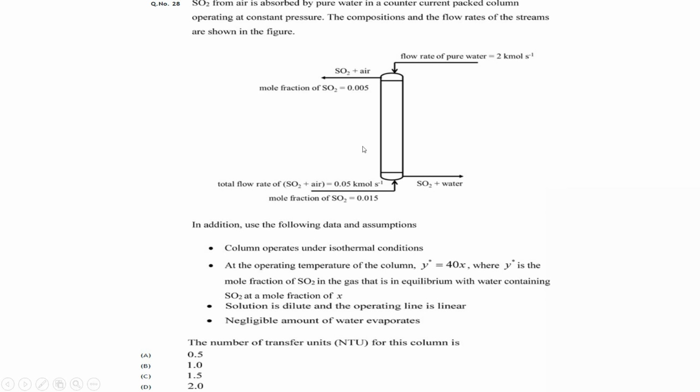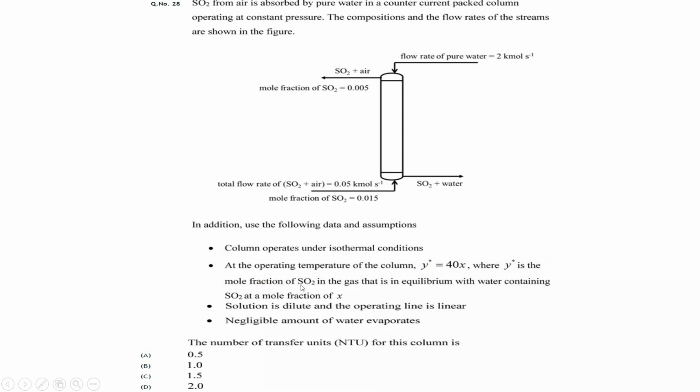So you can see here water is coming from the top and gas is entering from the bottom. It is a counter current. Absorption is generally always done in counter current operation. In addition, use the following data and assumptions. Column operates under isothermal conditions at operating temperature.